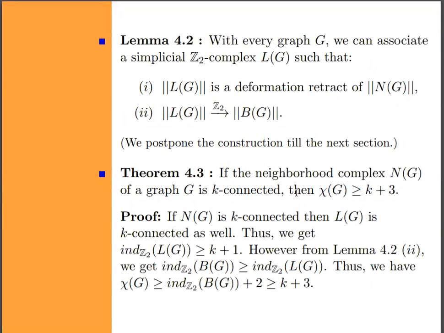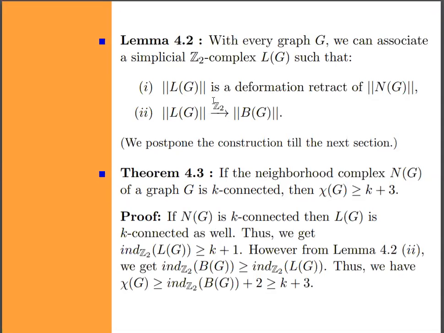Okay, on to the second inequality that we showed. Again, we mention a lemma here. For every graph G, we can associate a simplicial complex L of G, such that L of G is a deformation retract of N of G, and L of G Z2 maps into B of G. The construction of L of G is mentioned in the next section. We did not do it here, but using this lemma, we can prove the second inequality that we need.